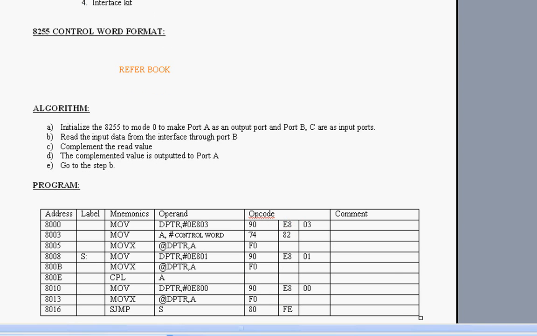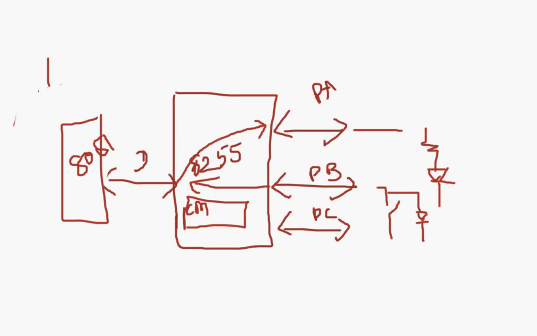And you read port B, do some arithmetic operation and send it to port A. That is the objective of this. Right now what they have done is read port B, complement it and send it to port A. So that is what you have seen in your experiment.